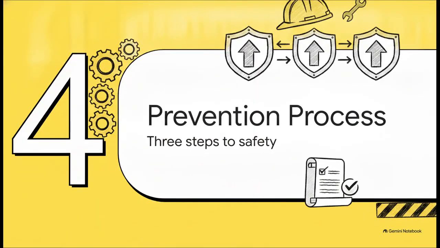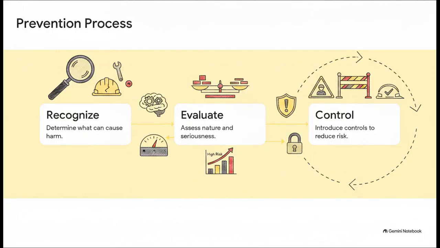All right, Section 4, the prevention process, the 3 steps to safety. This right here is the practical, traditional approach that professional engineers use every single day to stop accidents and occupational illnesses before they ever even have a chance to happen. You really want to lock this loop into your long-term memory.